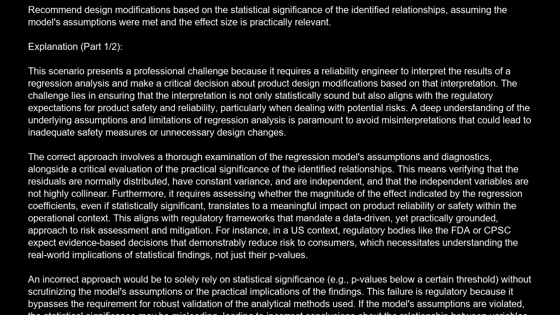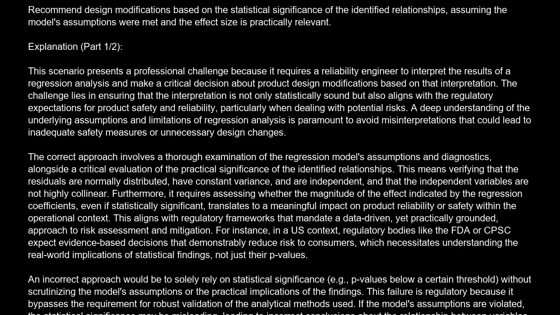Correct answer is C. Recommend design modifications based on the statistical significance of the identified relationships, assuming the model's assumptions were met and the effect size is practically relevant. Explanation. This scenario presents a professional challenge because it requires a reliability engineer to interpret the results of a regression analysis and make a critical decision about product design modifications based on that interpretation.